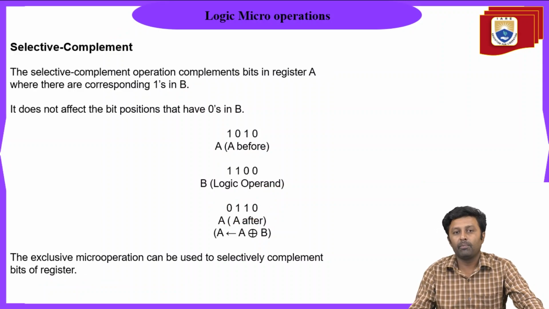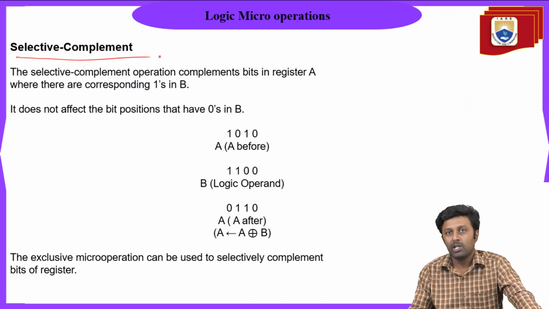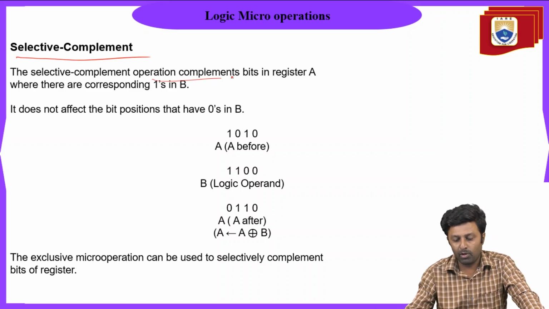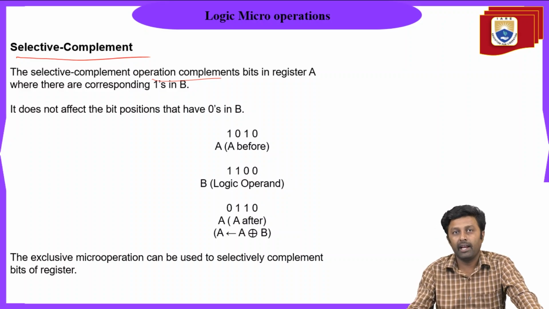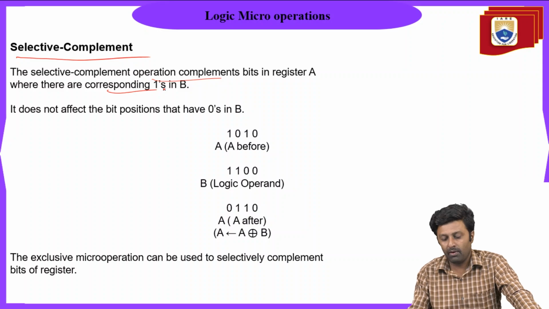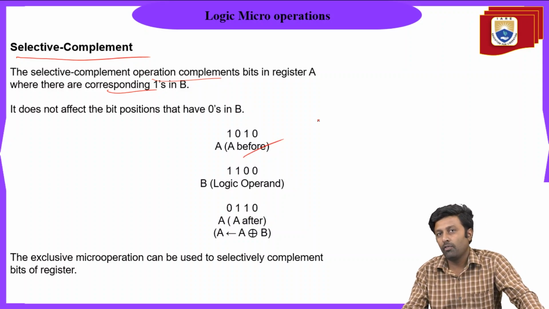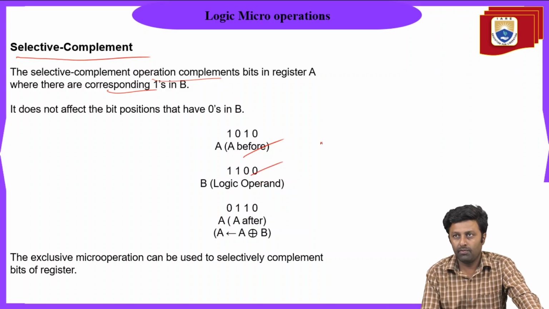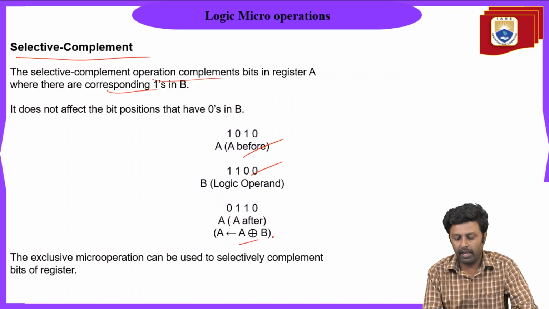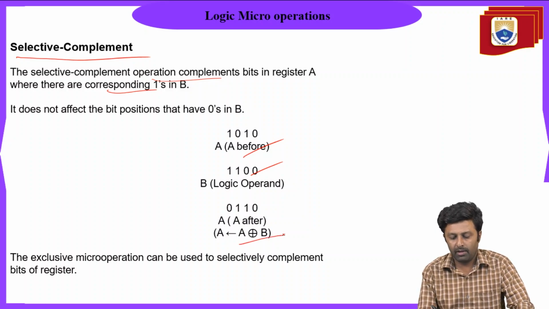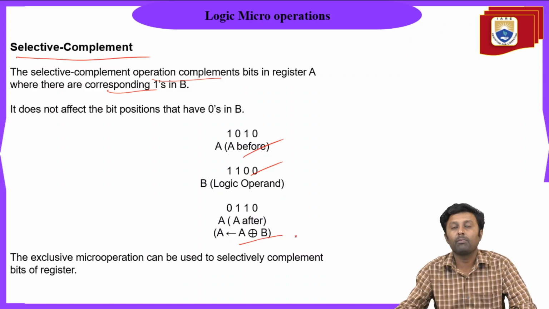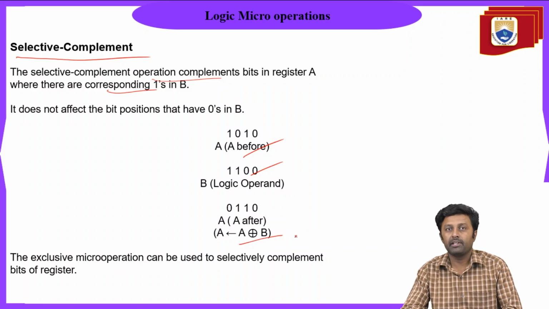So like this we can perform different micro operations like selective complement. The selective complement operation complements the bits in register A where all the values of B are 1. Let us say the value of A before is 1010, and the value of B is 1100. If we do A XOR B operation, then the selective complement operation will be performed on each bit. So we can say the XOR gate can be used for performing the selective complement operation.